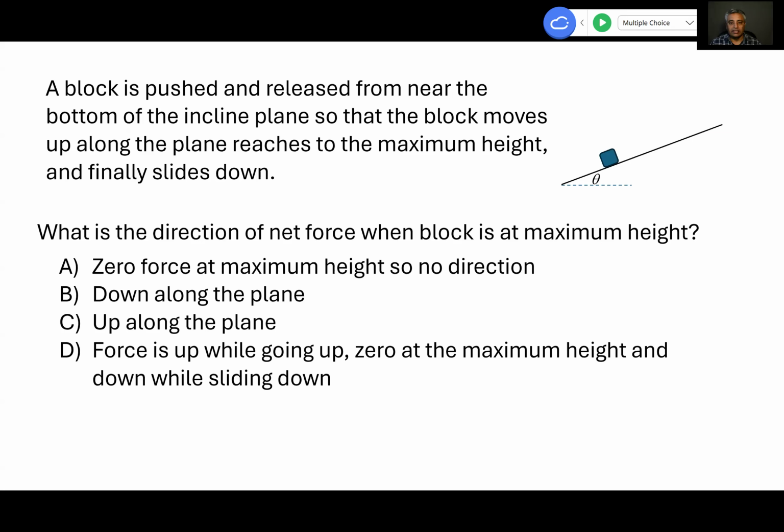So now here is this question. We talked about vertical direction, and of course it could be horizontal direction. How about at an incline? You push something at an incline. What is the direction of net force when the block is at maximum height?